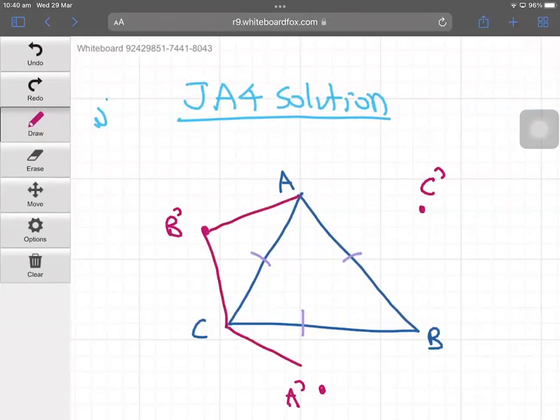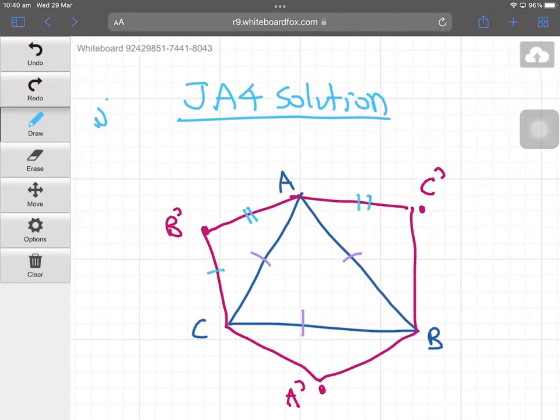Now we're constructing this hexagon over here. And we are given the equal lengths. We're given AB prime equals AC prime, CB prime equals CA prime, and BA prime equals BC prime. So those are the given lengths.